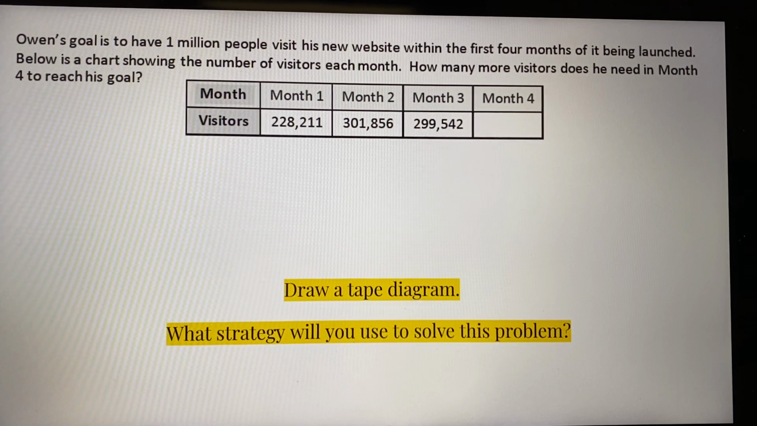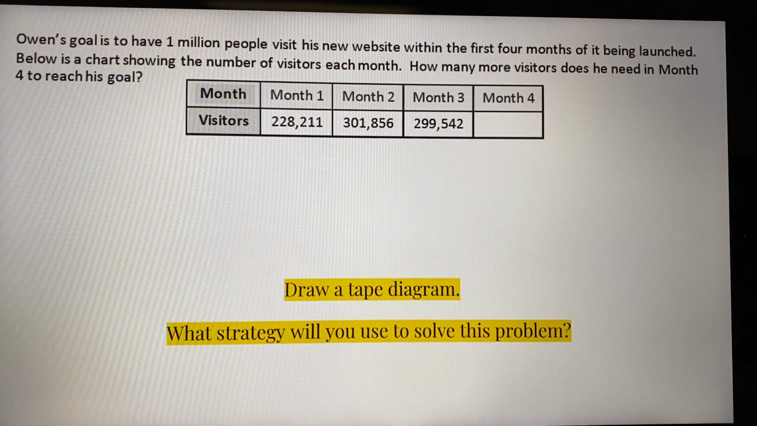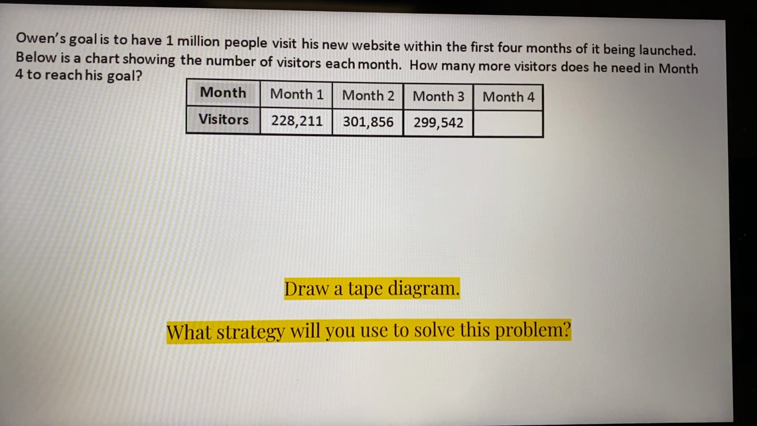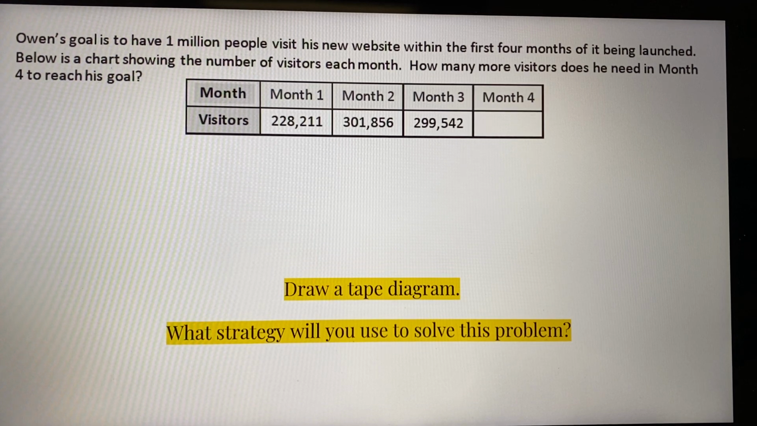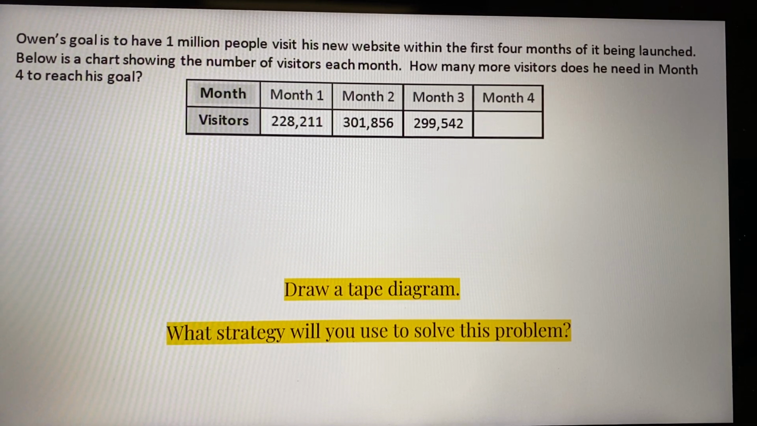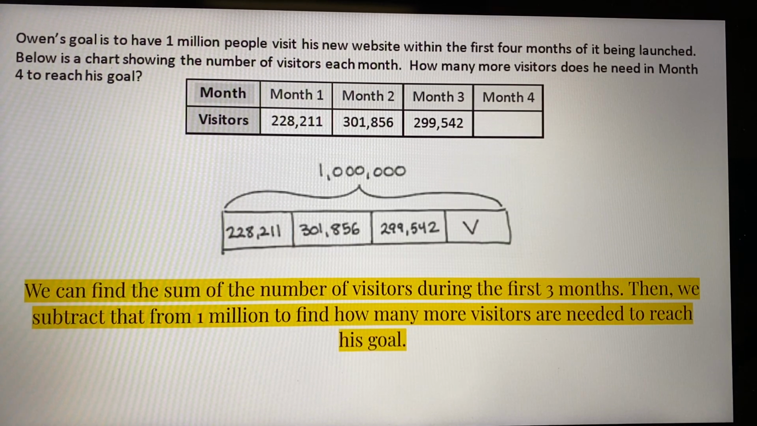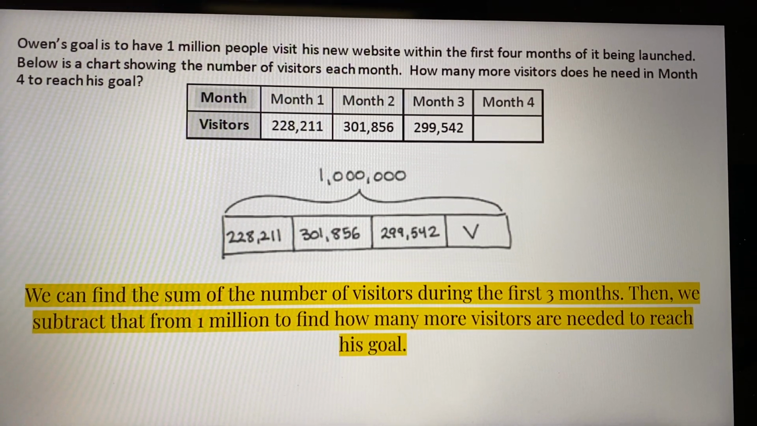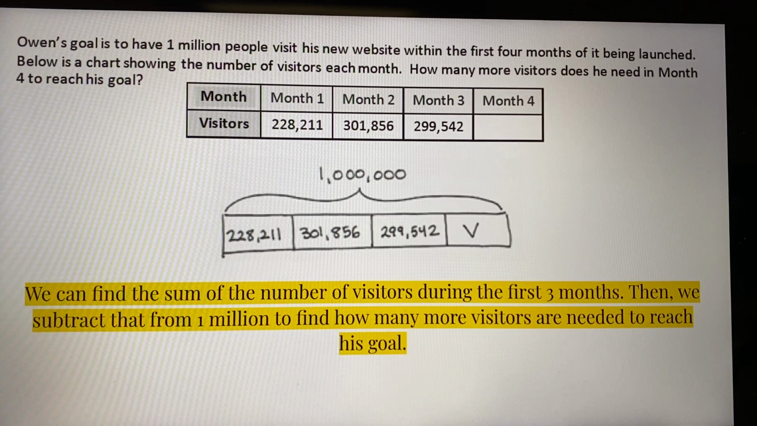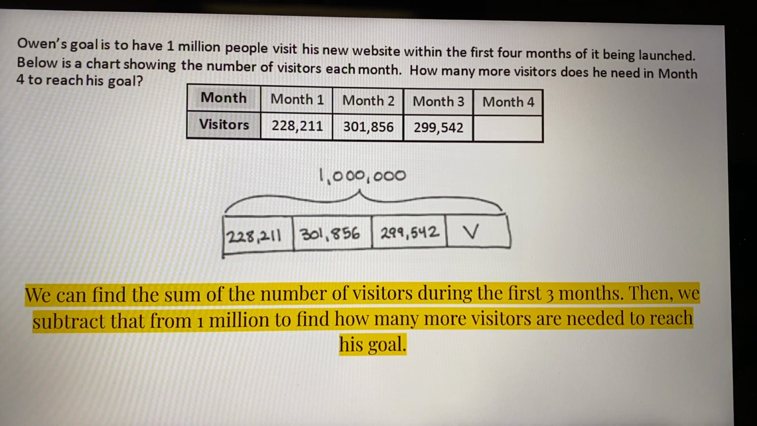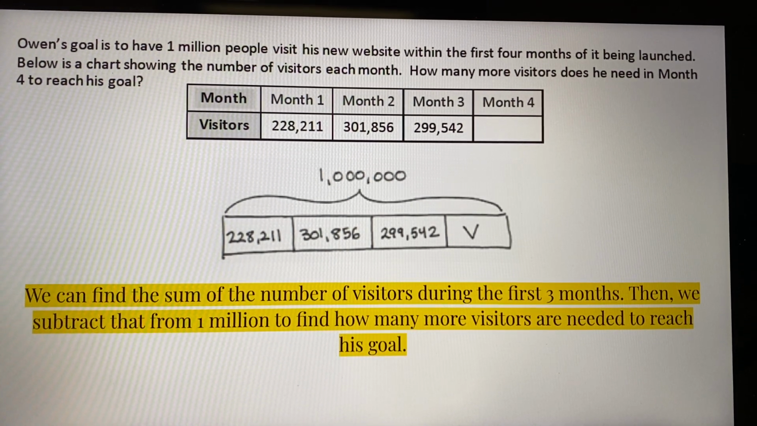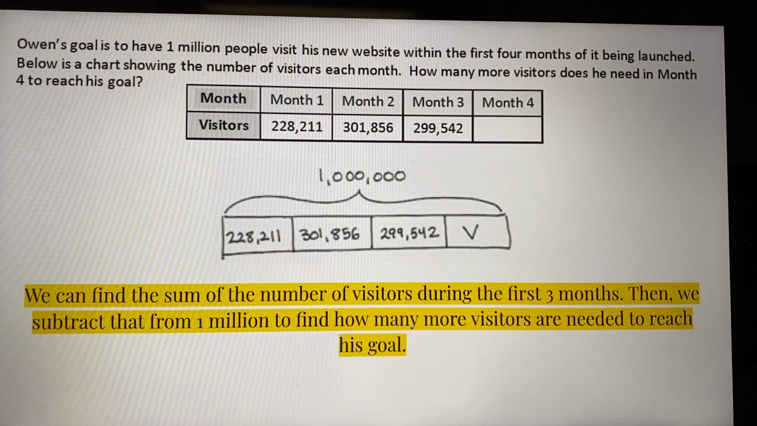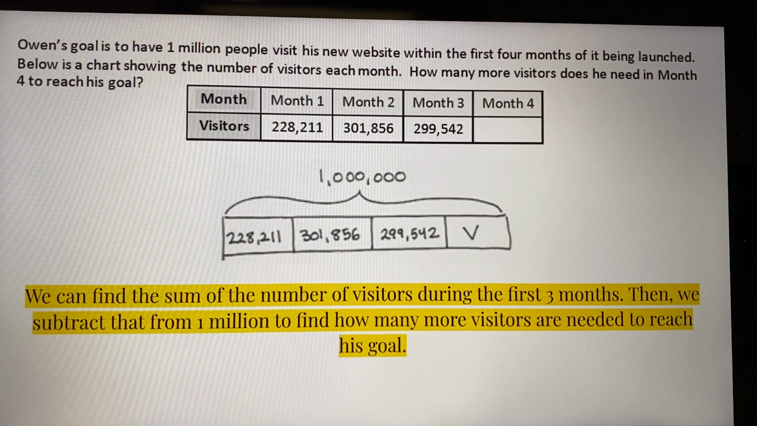So the best way to do this, we're going to do a tape diagram. What strategy would we use to solve this problem? Think about that too. There's our tape diagram. His goal is 1 million. So we can find the sum of the number of visitors during the first 3 months. And then we subtract that from 1 million to find out how many more visitors are needed to reach his goal.